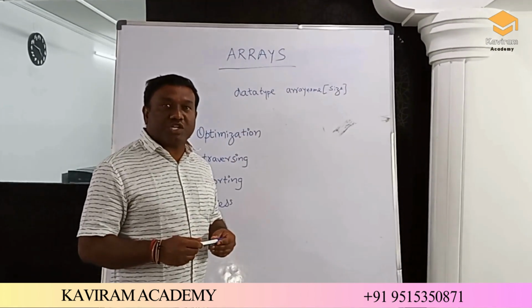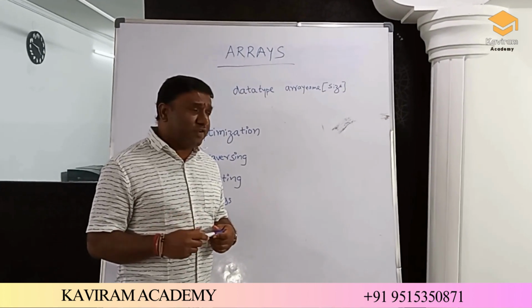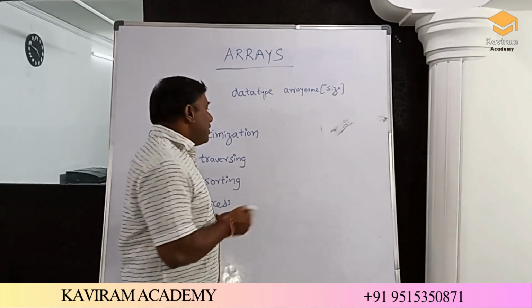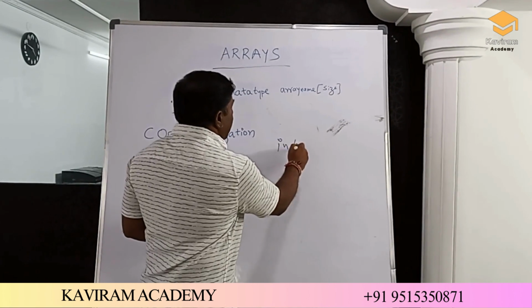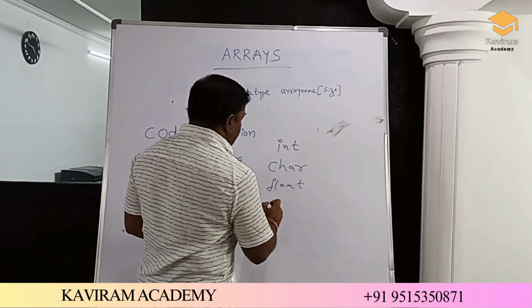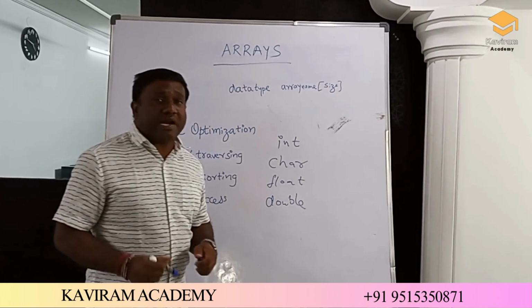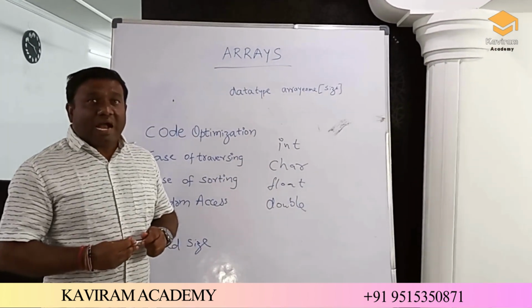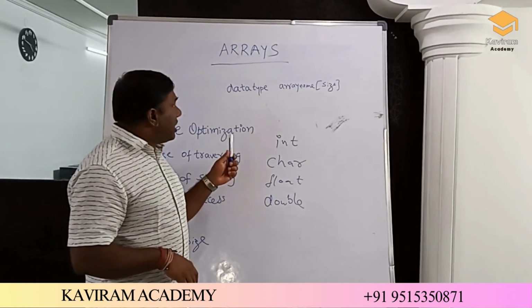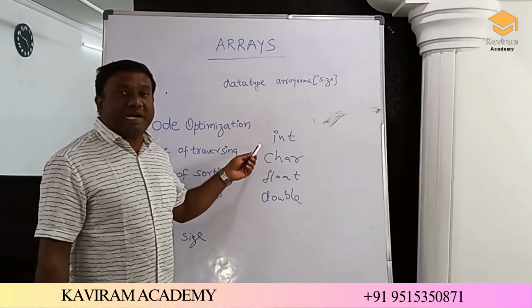An array is nothing but a collection of similar data types, and in C we have different types of data types. For example, we have integer, character, float, and double. So we have different data types, and using arrays we can have a collection of different types of data.